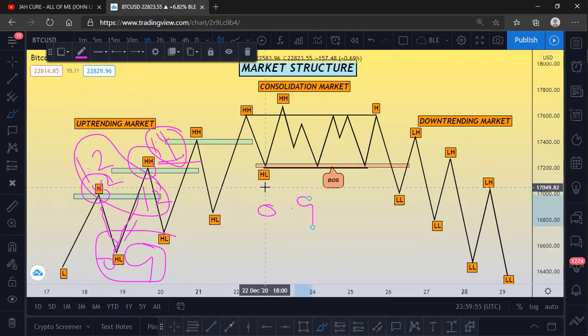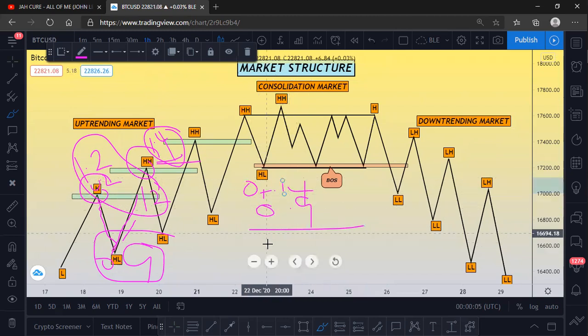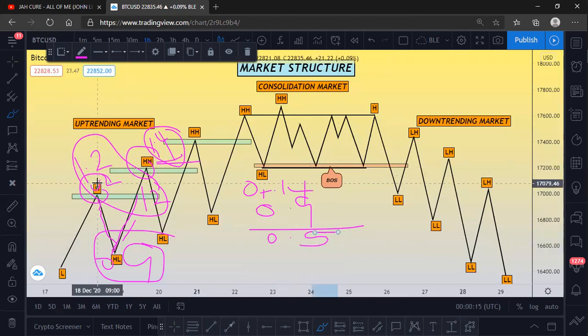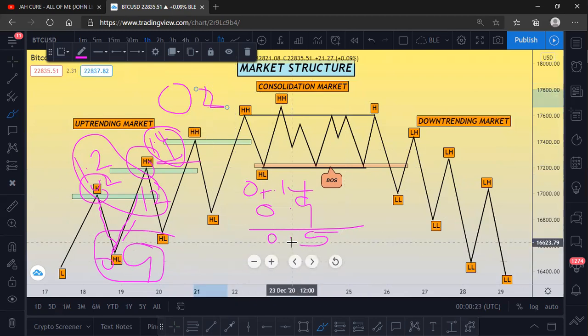Okay, 1.4 minus 0.9, we have 0.5. Correct. So 0.5. The person that bought here only has a profit of what? 0.2. I have a profit of 0.5. You understand? All right. So that is why we only want to catch price at the very, very discount price.